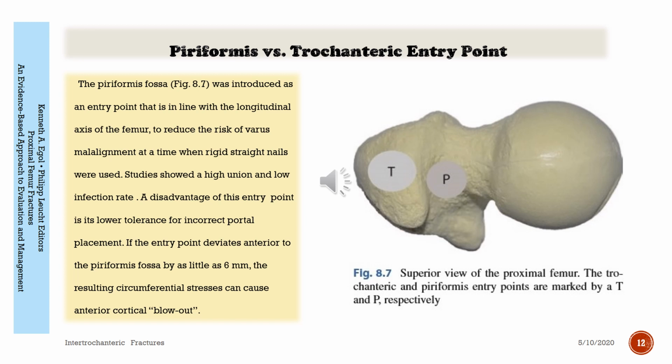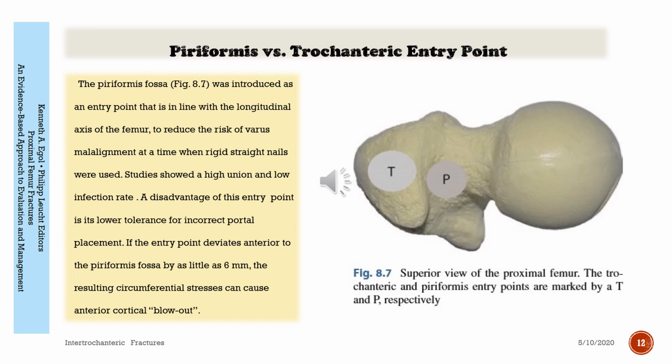For example, the piriformis fossa was introduced as an entry point in line with the longitudinal axis of the femur to reduce the risk of varus malalignment at a time when rigid straight nails were used. Studies showed a high union and low infection rate. A disadvantage of this entry point is lower tolerance for incorrect portal placement.